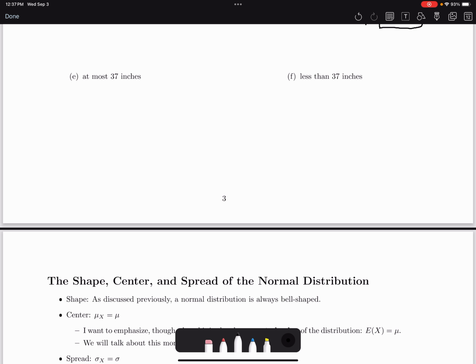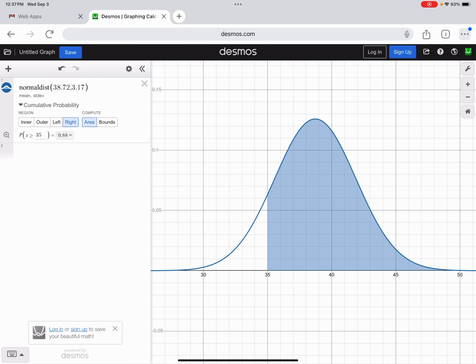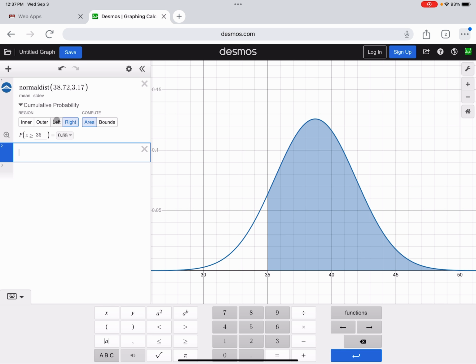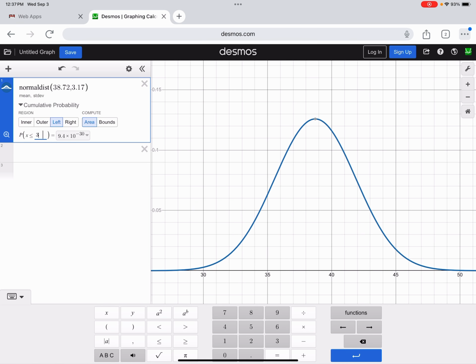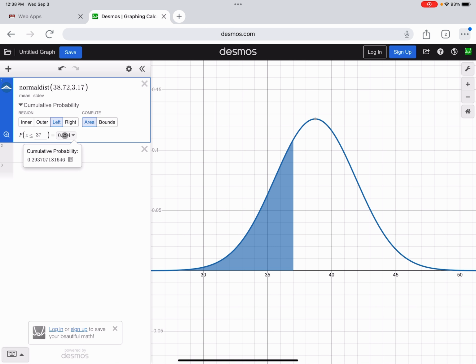Here are my solutions, right? The probability that x is at most 37, that means that 37 is the upper limit, right? X has to be less than or equal to that. So that's going to require me to use a left region and a 37 in that place. So that comes out to about 0.2937.